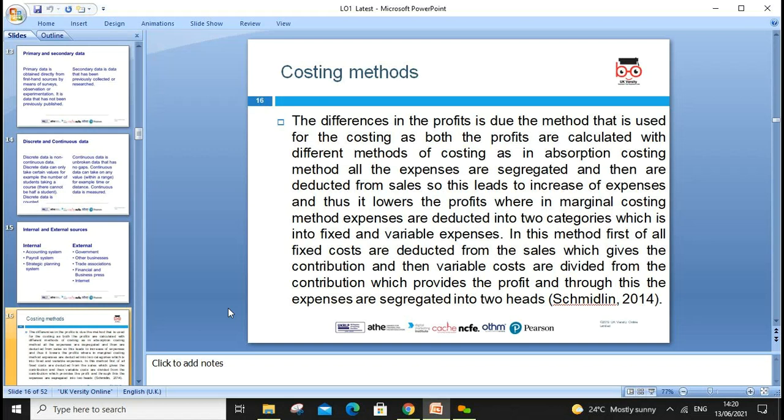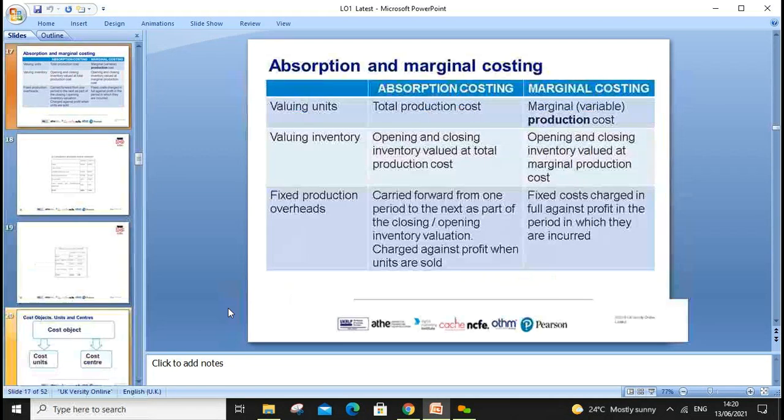So costing method, different costing methods we can use, such as absorption costing and marginal costing. Absorption costing is also known as full cost, where fixed and variable cost we can absorb into the product. That's called absorption costing. The second costing method is called marginal costing. Marginal costing means all the variable costs, such as material and labor, that we need to look at.